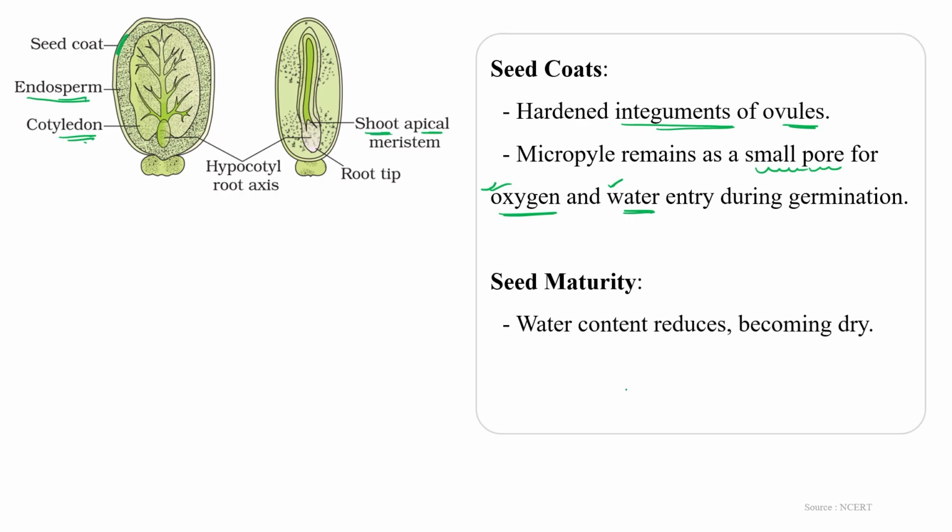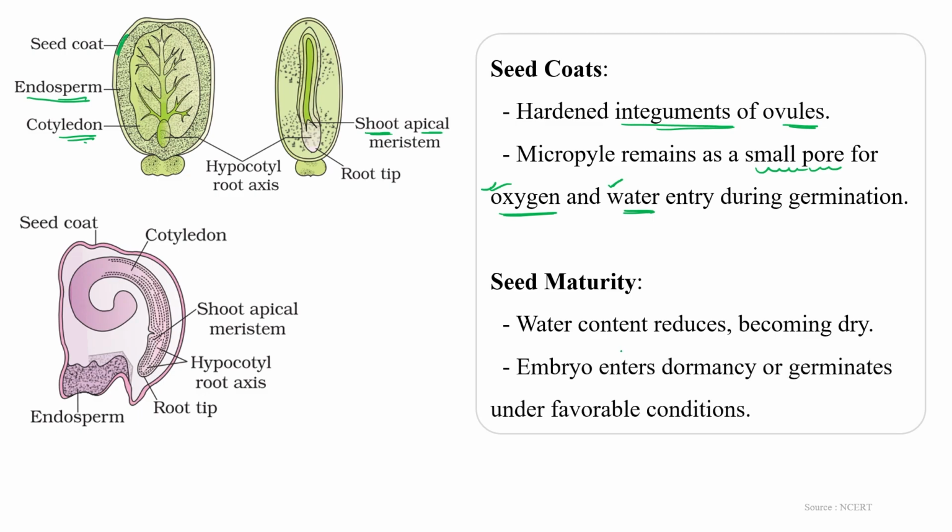Now, seed maturity. When the seed gets mature, water content gets reduced and it becomes dry. Okay, so the embryo enters into the dormancy form, or it germinates only under favorable conditions.